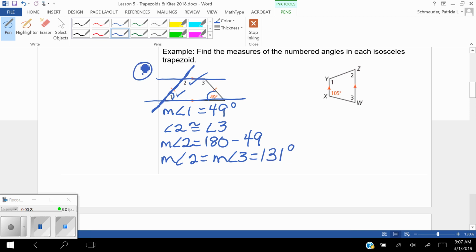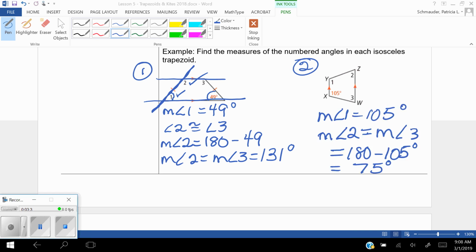Okay, that's number 1. You pause here and do number 2 and come back and check it. All right, I got the measure of angle 1 to be 105 degrees. The measure of angles 2 and 3 to be 75 degrees. If you didn't get those and you can't figure out why, let's talk about it in class.